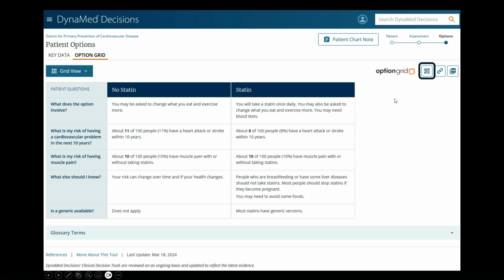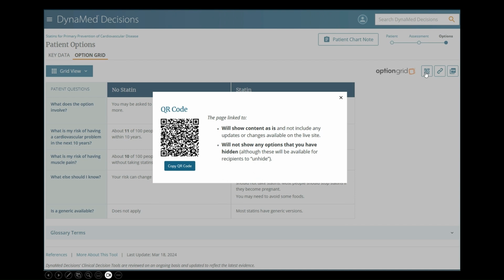In addition, there is a link for a QR code, and if we click that, we get a QR code generated, and it'll show the content. There's some information about what the QR code does, so it'll show the content as is and not include any updates or changes. So this essentially creates a snapshot in time of what this content looked like at that time. So that's something to be aware of. And it will not show any options that you've hidden.